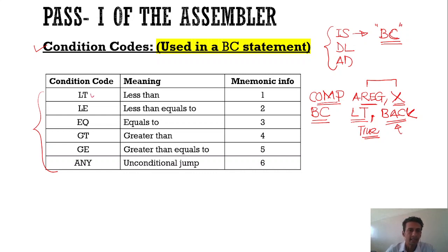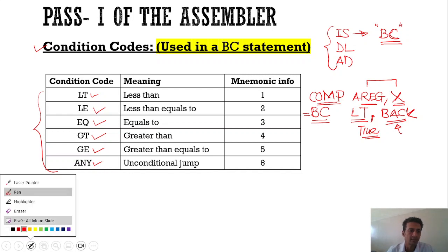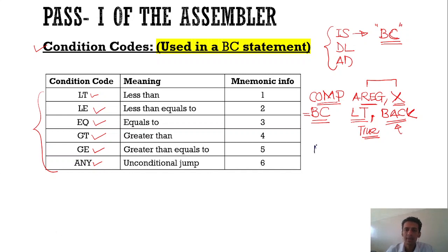The first is less than, the second one is less than equal to, third is equals to, fourth one is greater than, then the fifth one is greater than equals to, and any means unconditional jump. Now for the any operand, let us assume we have branch on condition any, back. In that case, it makes no sense to compare the values. Rather, unconditionally, we will be transferring control of our program to back. And obviously you will find the symbol back in the label field of one of the instructions in the program, and the control will be transferred to that particular instruction.